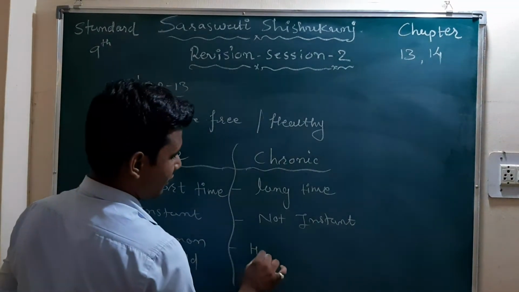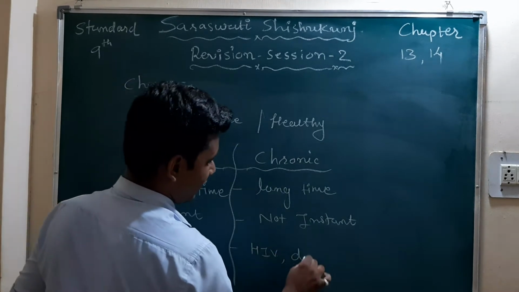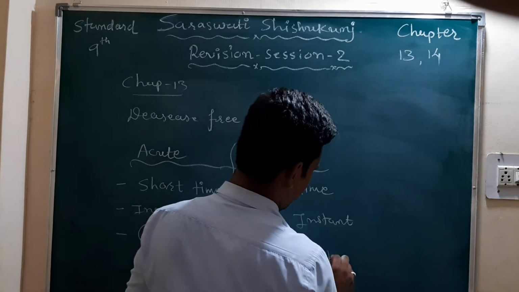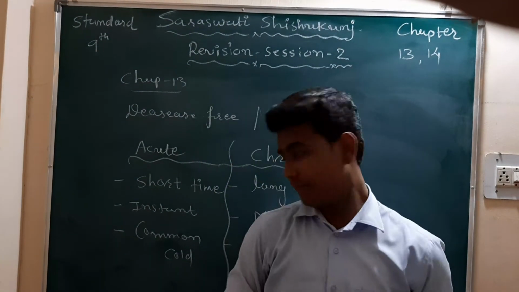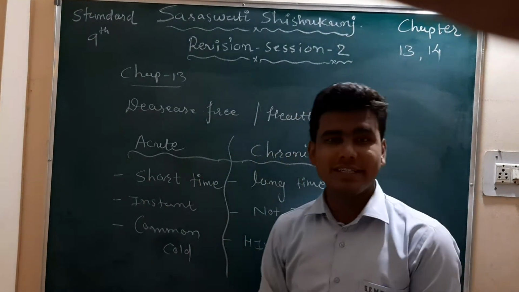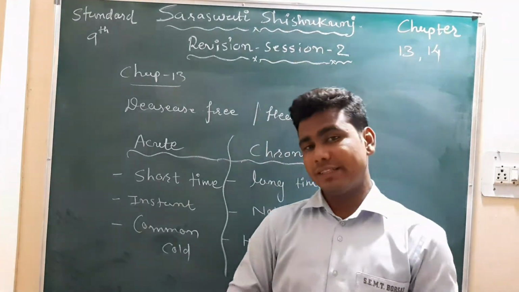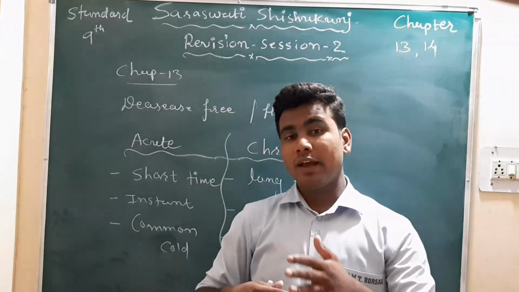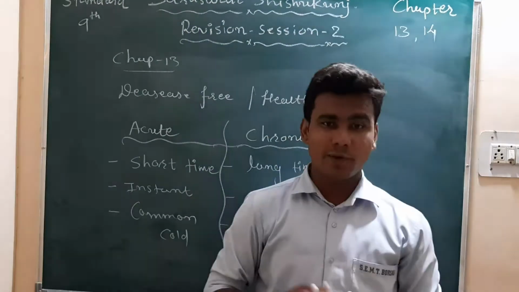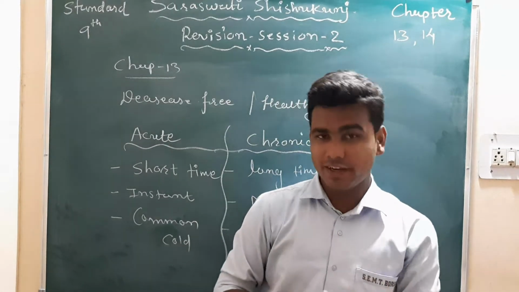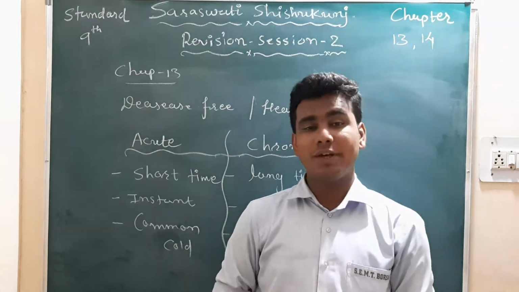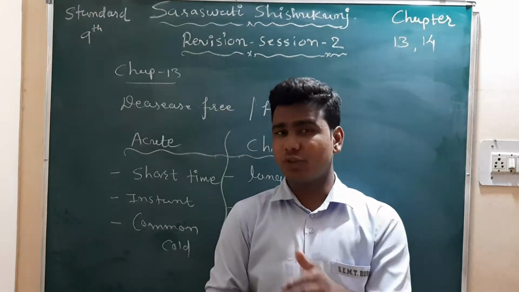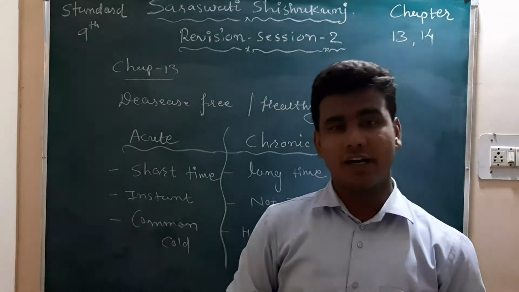Here we can have HIV, diabetes, etc. Right? So chronic disease and acute disease mean: the disease which stays for a short time, and the disease which stays for a long time. HIV is a chronic disease, while jaundice is also a chronic disease. But common cold or just a viral fever, which ends in a very short time, is considered an acute disease.